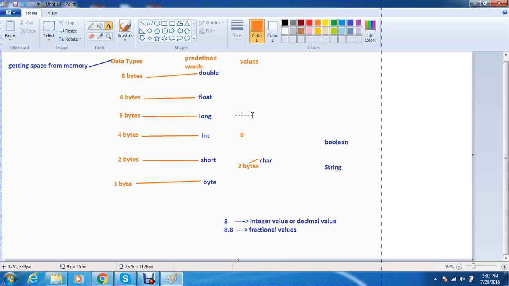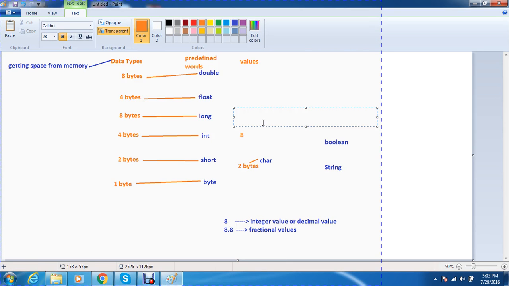Now coming to long value. Any integer or decimal value with small l or capital L is called a long value.